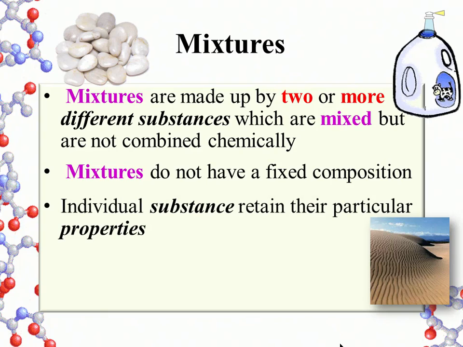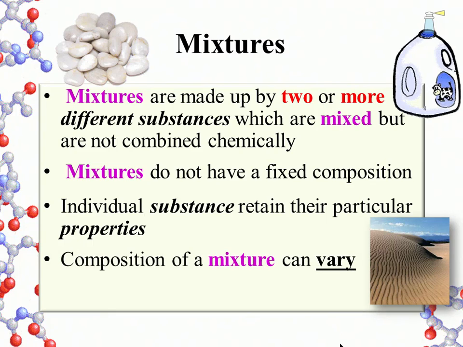Individual substances retain their particular properties. Staying with the lemonade example, the sugar is still sugar, the water is still water, and the lemon juice is still lemon juice, even though they are mixed together. Compositions of a mixture can vary. Lemonade can have pulp, some have added strawberries, and most have added ice. Not all mixtures of the same type are alike.